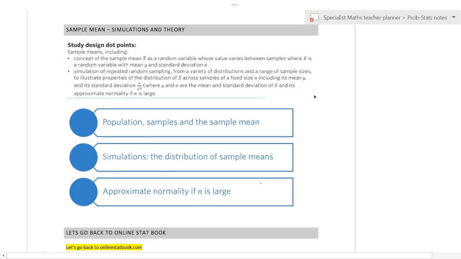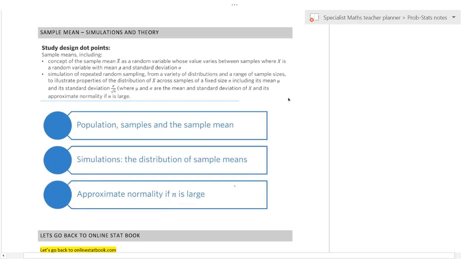Now we'll start to look at the sample mean and start doing some simulations. And I want to talk some theory again. I talked some theory in the last lesson. First of all, sample means. The sample mean, we call it X bar. It means that we've taken a sample of say 5 or 10, and that's a random variable where X is a random variable with a mean mu and standard deviation of sigma, which is exactly what we've discussed before.